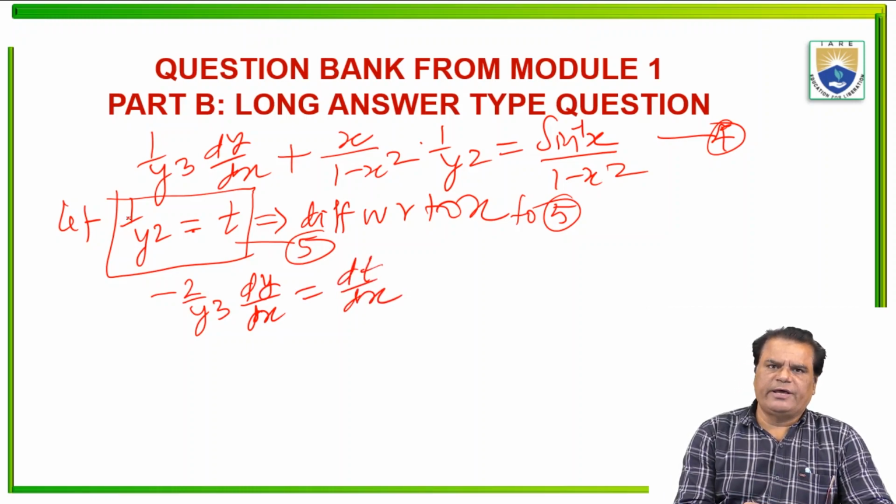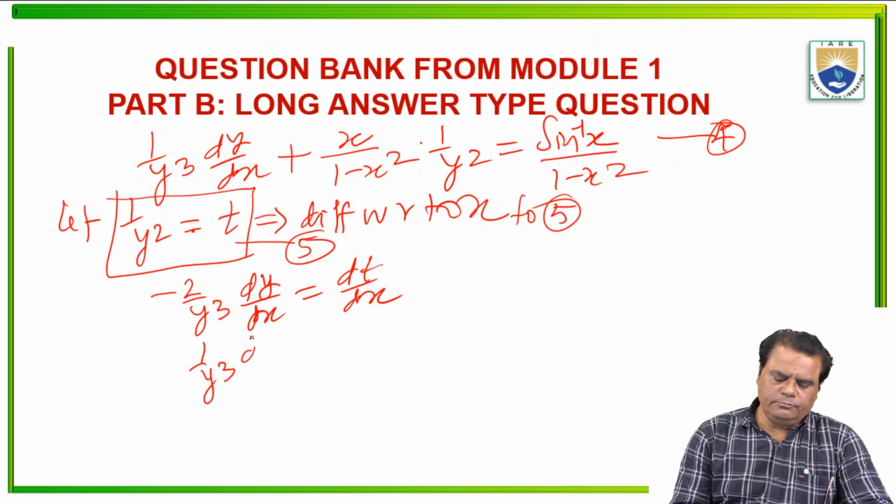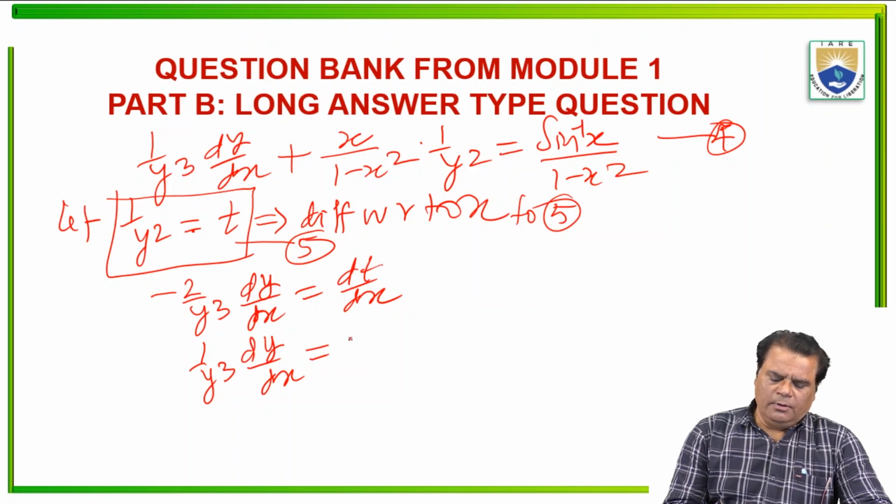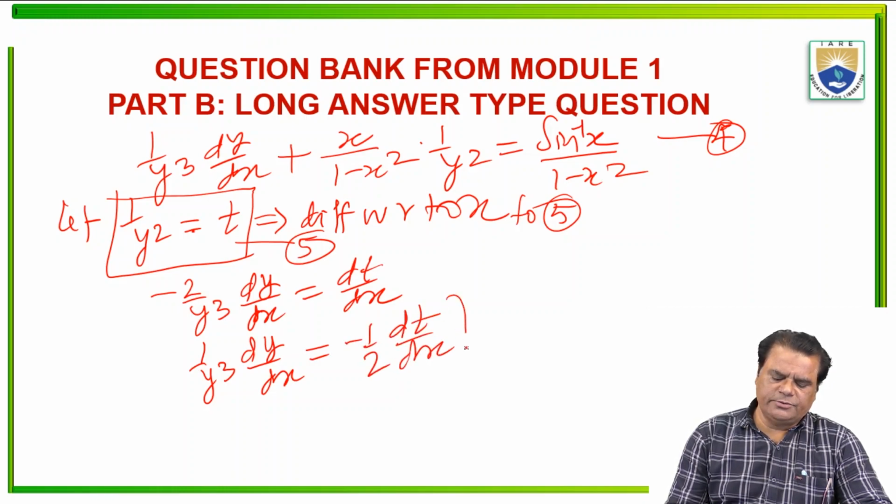Differentiation of 1 upon y square means minus 2 upon y cube, and differential of y is dy dx, equal to dt over dx. So we get 1 upon y cube dy dx equal to minus 1 upon 2 dt over dx. So this is equation number 6.